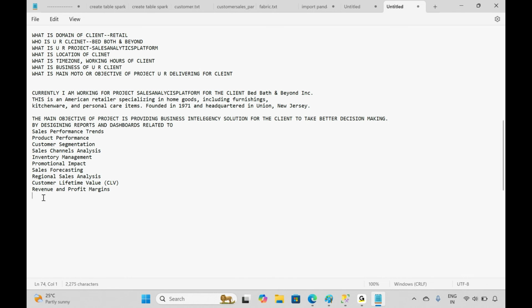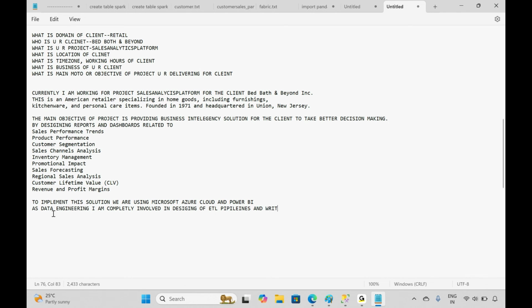Then your role has to start. In this contribution, where is your contribution? To implement this solution, as a data engineer, we are using Microsoft Azure Cloud and Power BI. As a data engineer, I am completely involved in designing the ETL pipelines and wrote some Databricks notebooks.